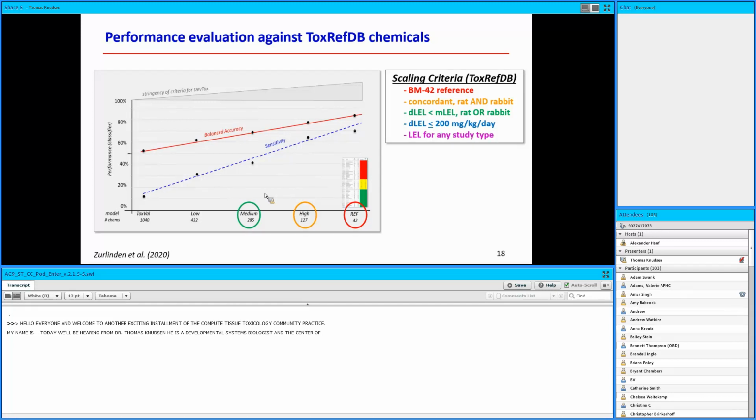If we go further, we can add another 160 or so chemicals that may not be quite as concordant. So in these chemicals, the developmental lowest effect level on a fetus was below the maternal effect level for maternal toxicity, but this didn't have to be concordant between the rat and the rabbit, so it could have been either the rat or the rabbit.